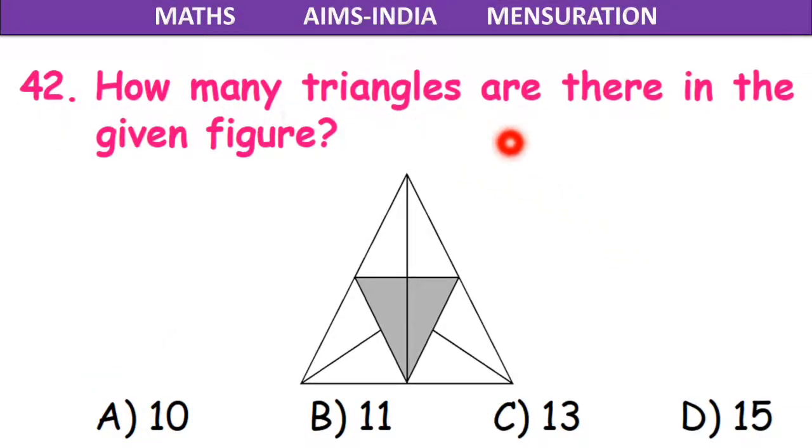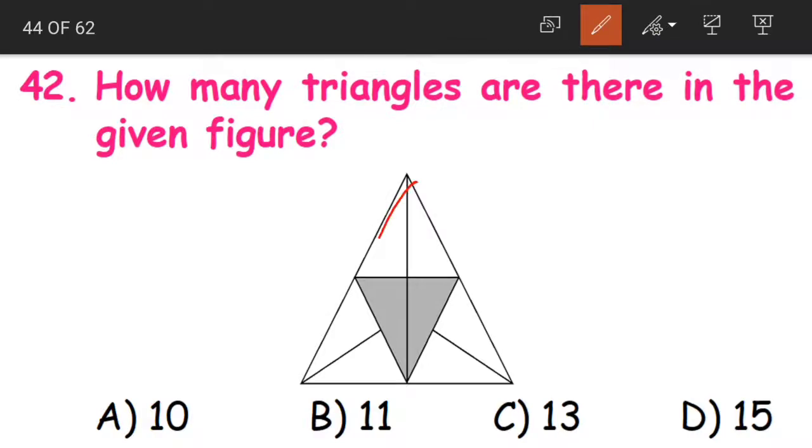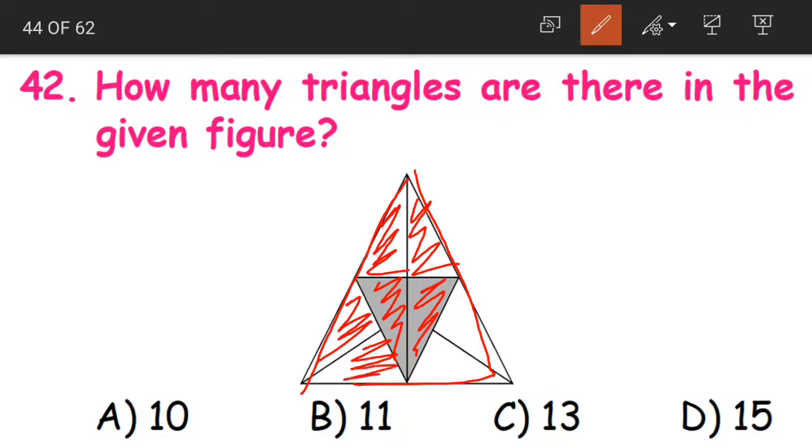Coming to question 42. How many triangles are there in the given figure? Wow, we should count and find out the total number of triangles here. Let us see. This is one triangle, the big triangle. 1. This is 2. This is 3. Is this understandable, children? This is 1. This is 2. This is 3. This is 4. Triangle 5. Triangle 6. Triangle 7. Triangle 8.